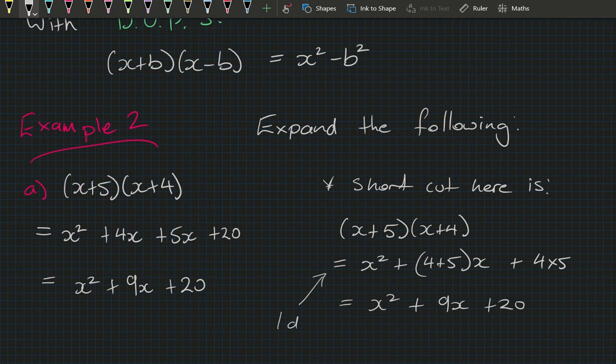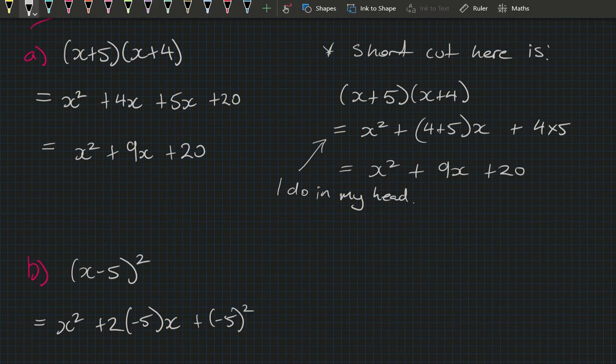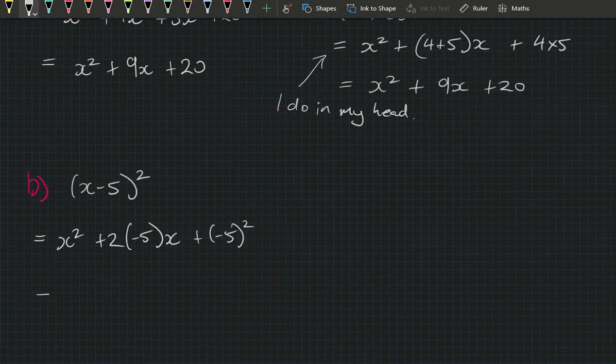So I typically just do this one in my head. Okay, part B, we have (x − 5)². Because it's a perfect square, I can write that out straight away as x² + 2 × (−5) × x + (−5)². Therefore, (x − 5)² is equal to x² − 10x + 25.